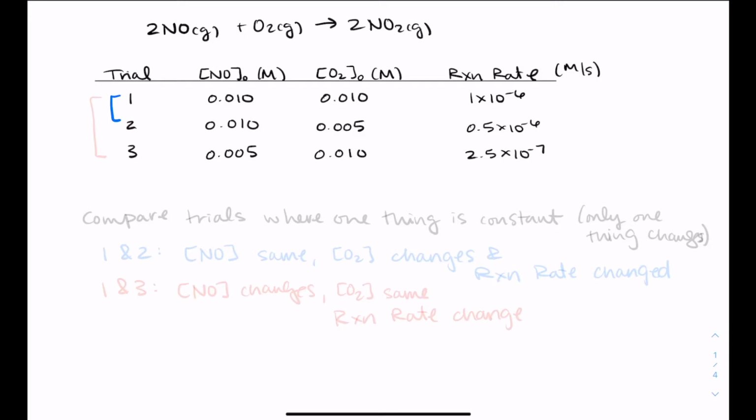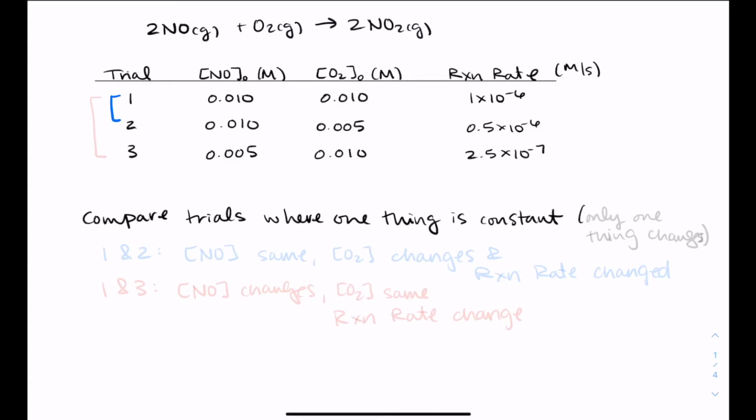When NO was 0.01 molar and O2 was 0.005 molar, my reaction rate was 0.5 times 10 to the minus 6th molarity per second. And when NO was 0.005 molar and O2 was 0.010 molar, my reaction rate was 2.5 times 10 to the minus 7th molarity per second.